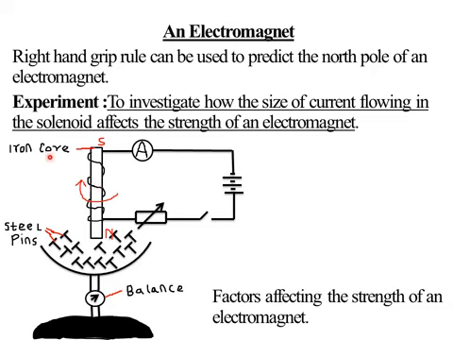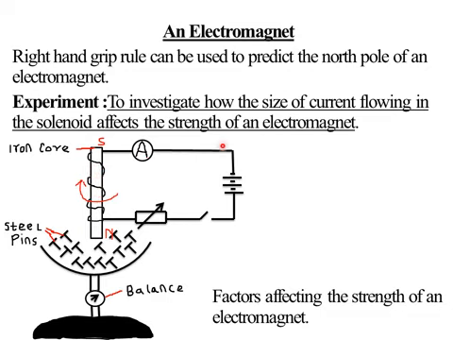So as the current is increased, it is observed that the mass of the pins supported, which represents the strength of the magnet, also increases. As the current increases, more pins get attached here, because as the current is increasing, the soft iron core is becoming more magnetized.